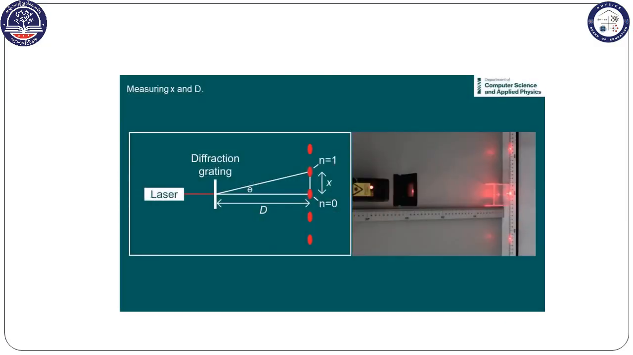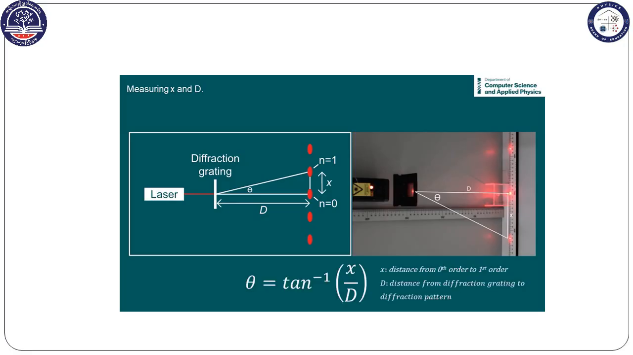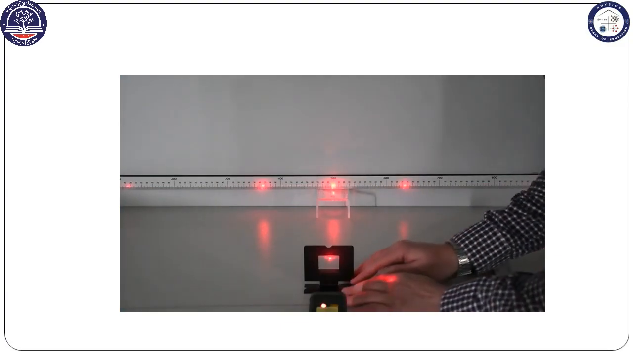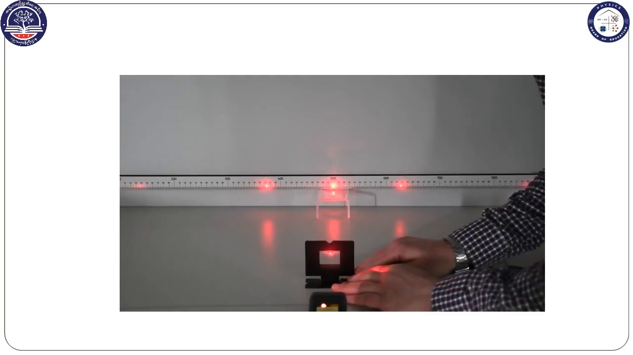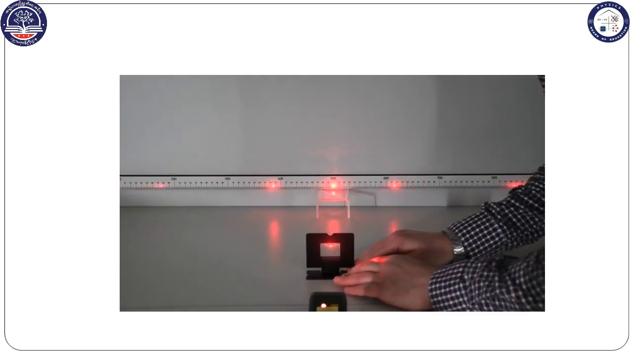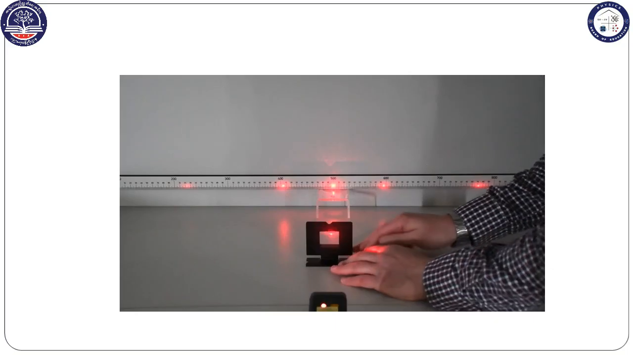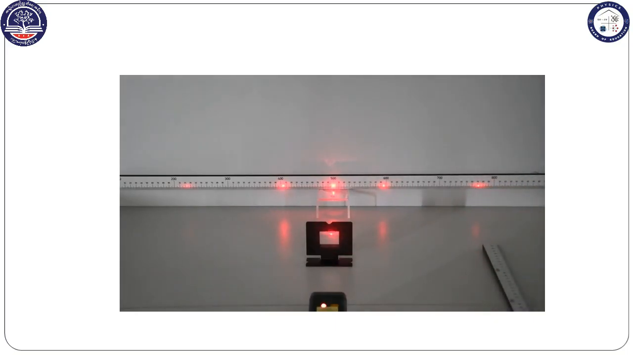So just a note on measuring x and d. Our aim is to get a value for theta. As I said previously, if we measure x and d, we can solve for our angle. But we can make our measurements more accurate by measuring a second value of x, using the 1st order on the right-hand side. We can then use this average value of x to solve for theta. Once we've completed our measurements, we can then adjust the position of the diffraction grating to change the value of d. As you can see, this changes the spacing between the orders. This will allow us to calculate a new value for the wavelength of monochromatic light.